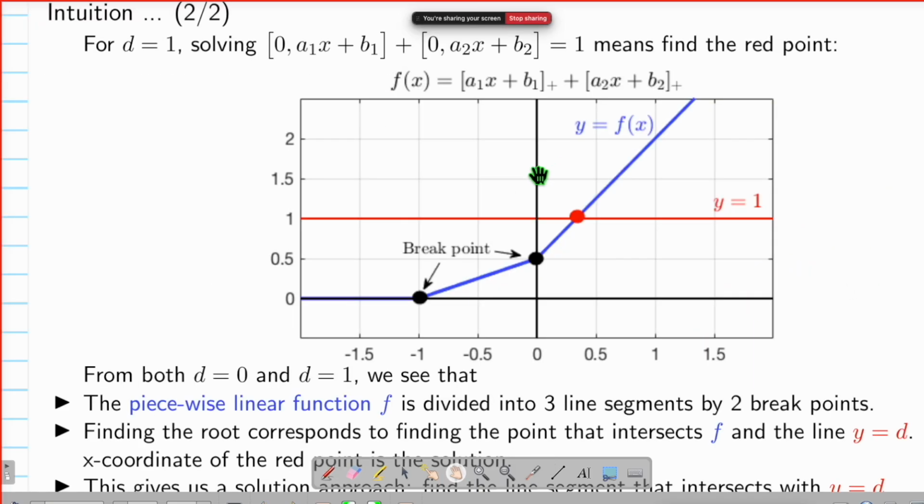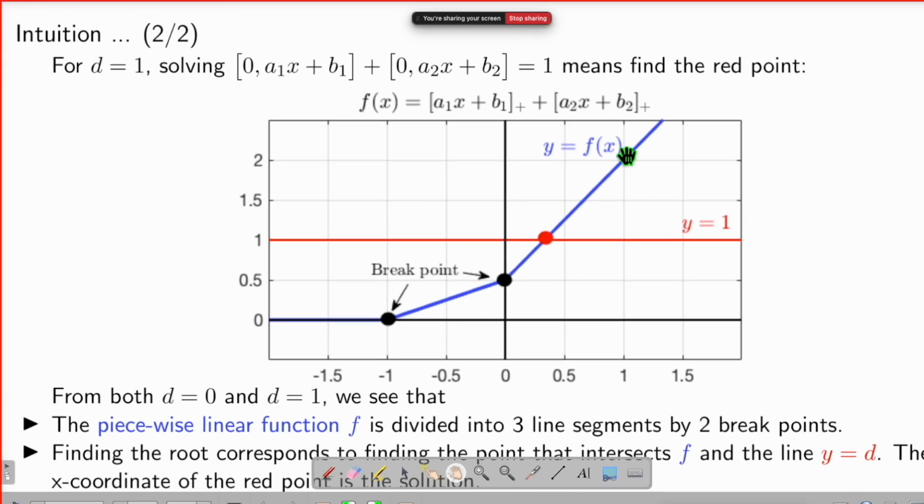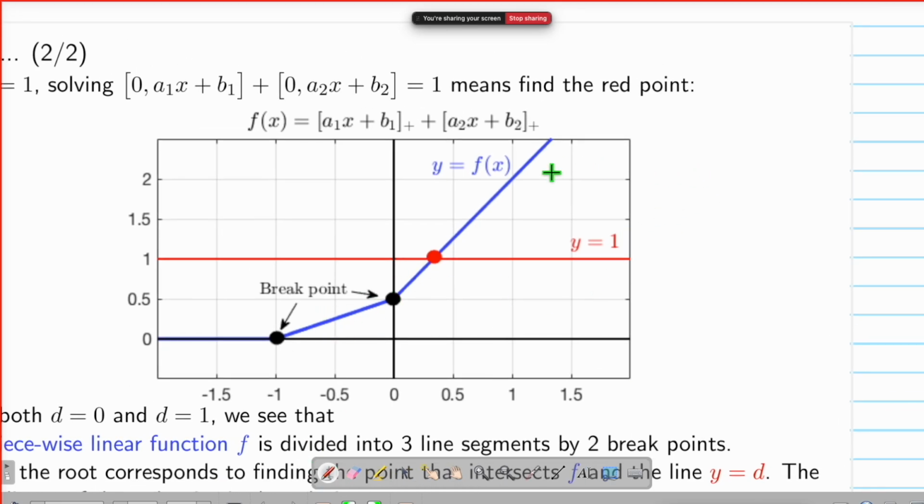Okay. So these are some terminology. The blue thing is my funny function, my piecewise linear function. My d here is 1, which is my red line. So what is the solution point? The solution x is actually the x coordinate of this red point. Then what about this kind of point? This kind of point is where the behavior of the function changes. It's called a breakpoint. So I have two breakpoints. So that means this thing can be written as 3 parts.